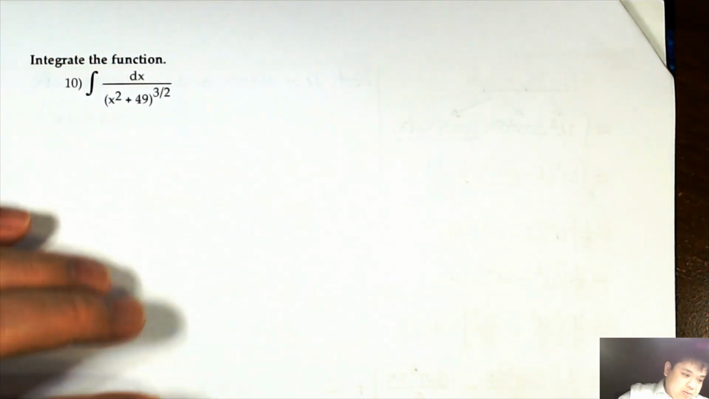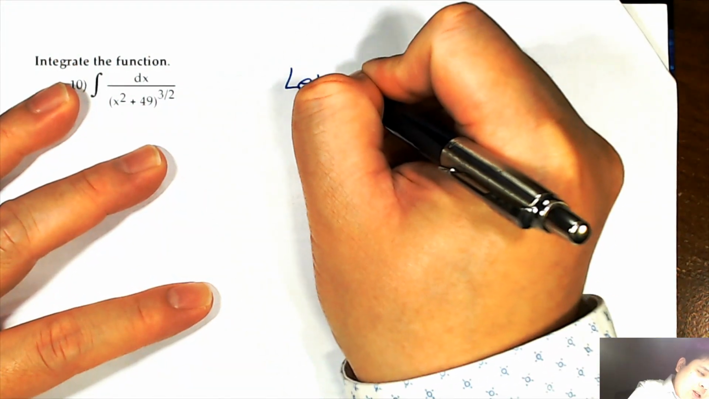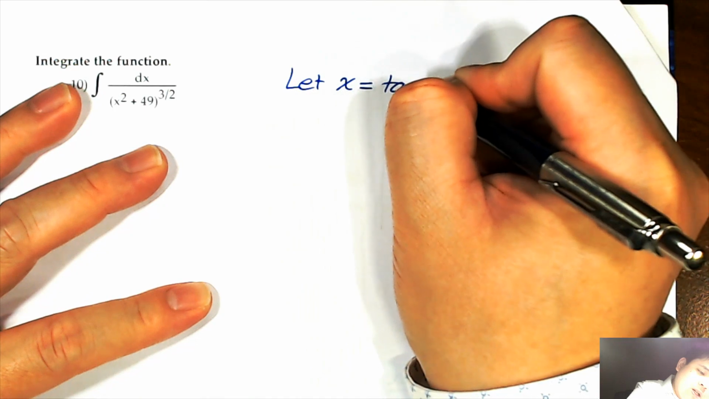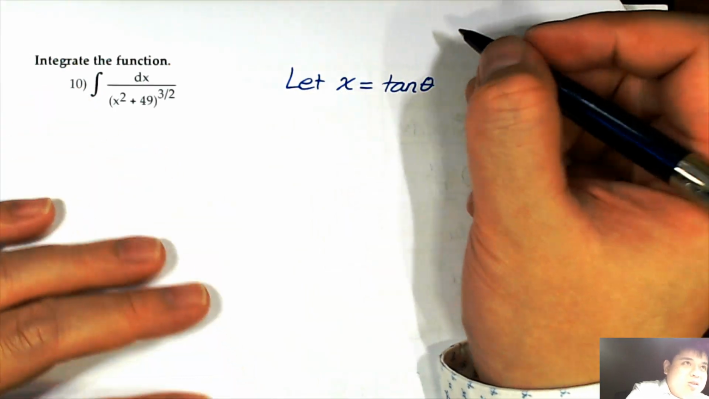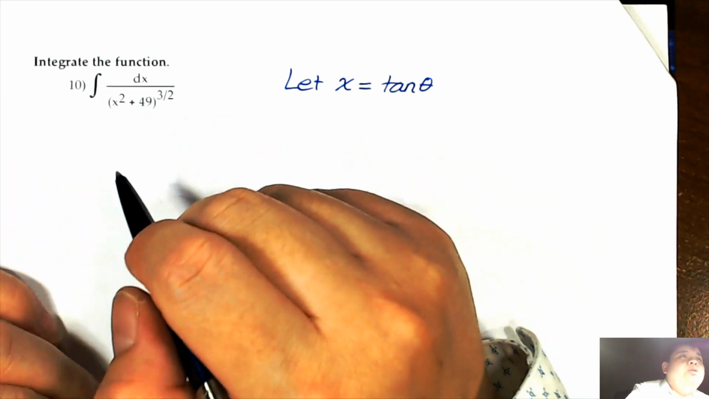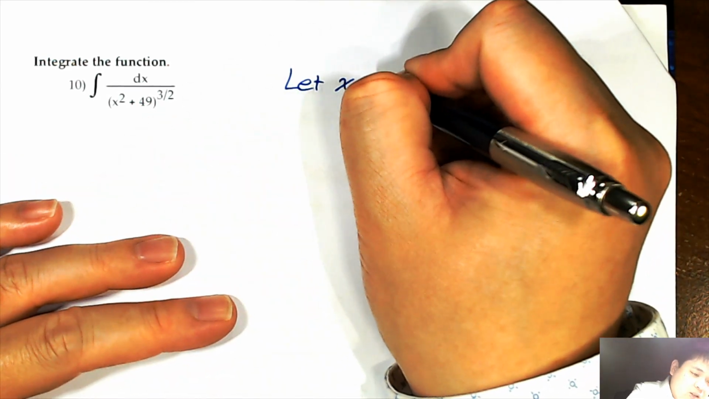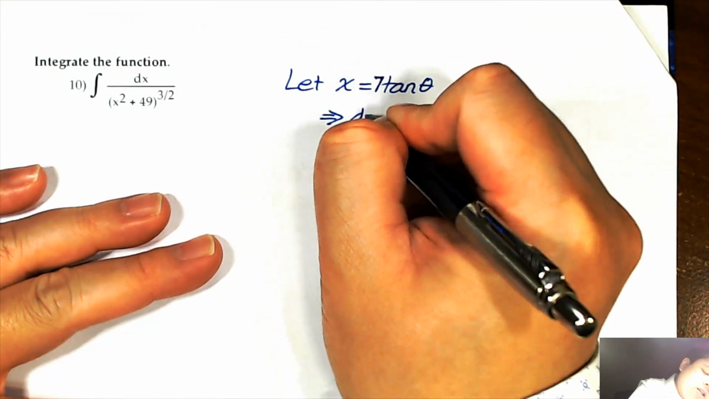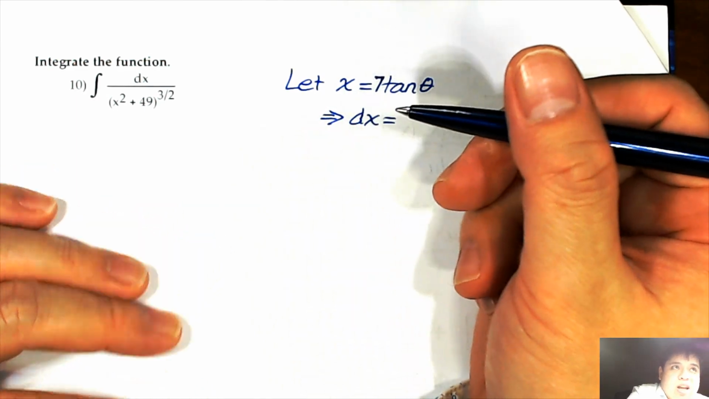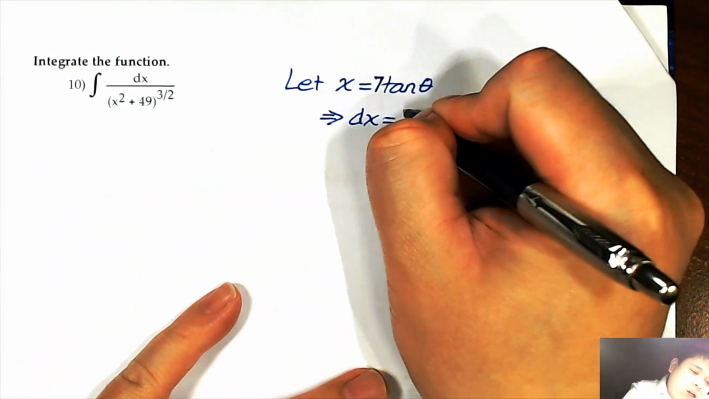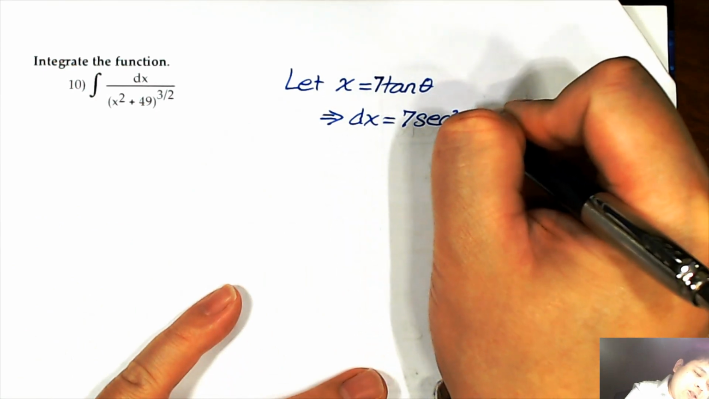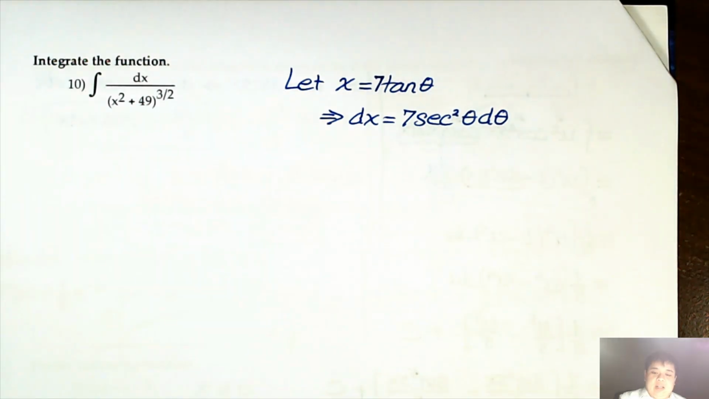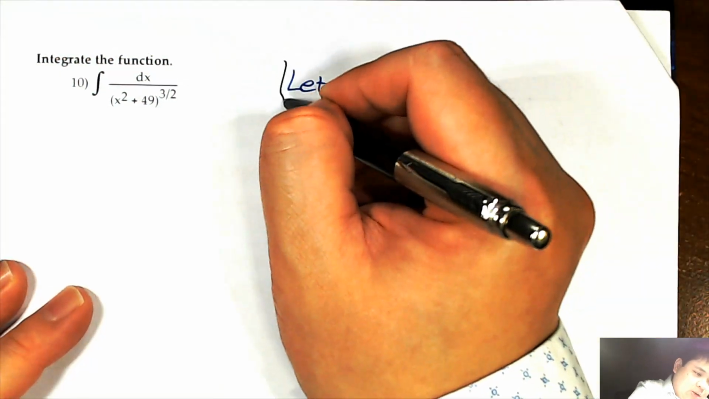So in this case we have, let x be tangent of theta. I'm sorry, not just tangent of theta, it depends on that. 49 is 7 squared, so we're going to have to put 7 there as well. Alright, then we can take the derivative. dx is equal to the derivative of tangent, which is secant squared, right.